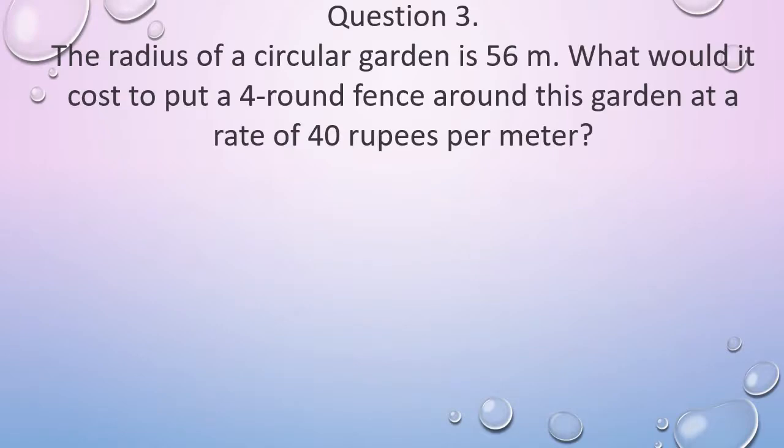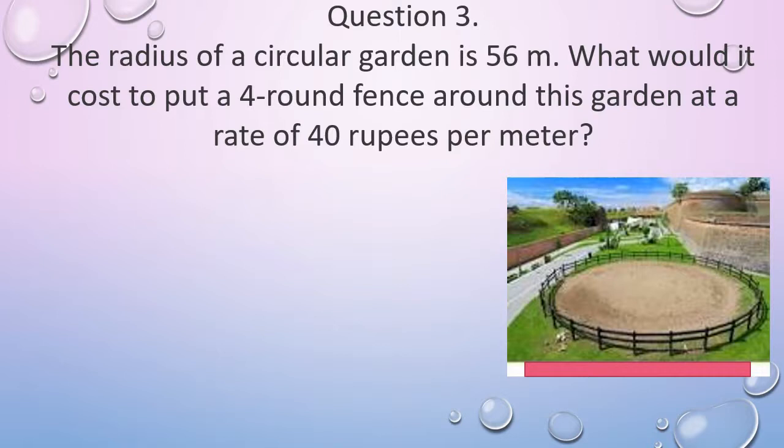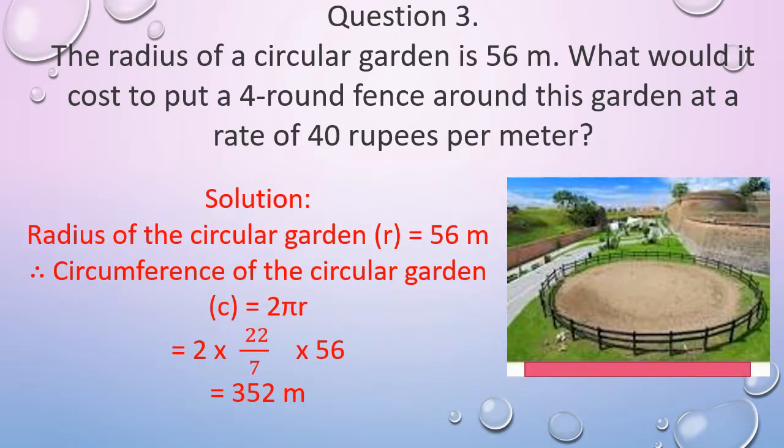Question number 3. The radius of a circular garden is 56 meter. What would it cost to put a 4-round fence around this garden at a rate of 40 rupees per meter? In this picture you can see the fence. So we have to put 4-round fence around this garden. So solution: the radius of the circular garden is equal to 56 meter.